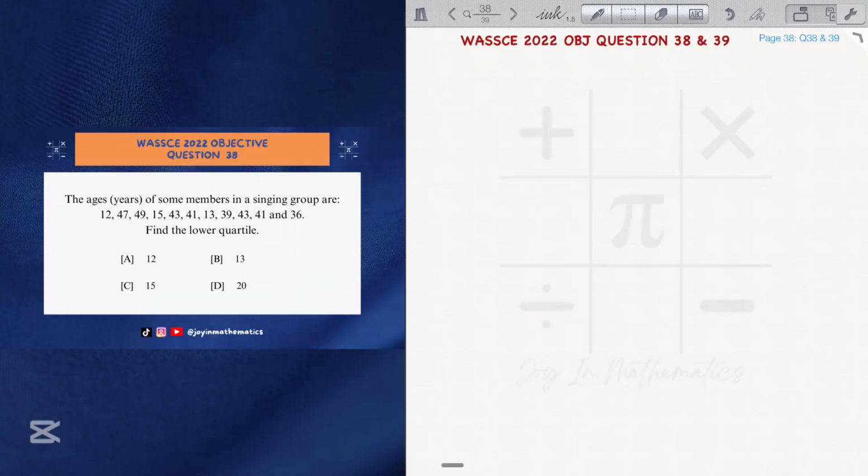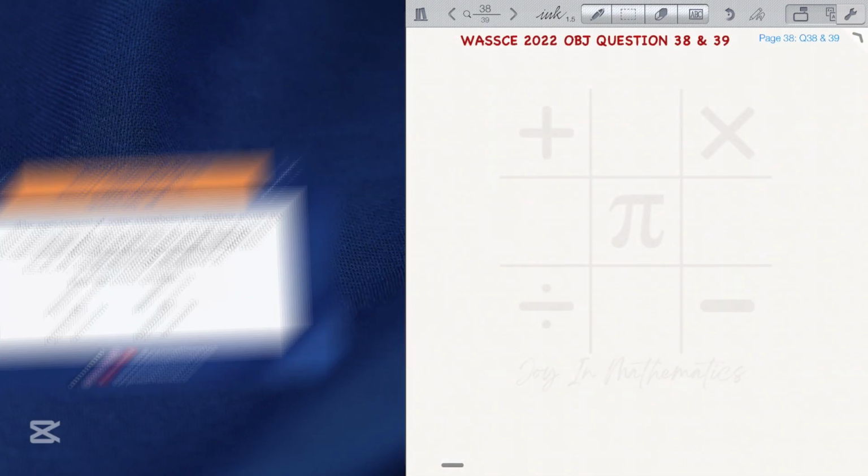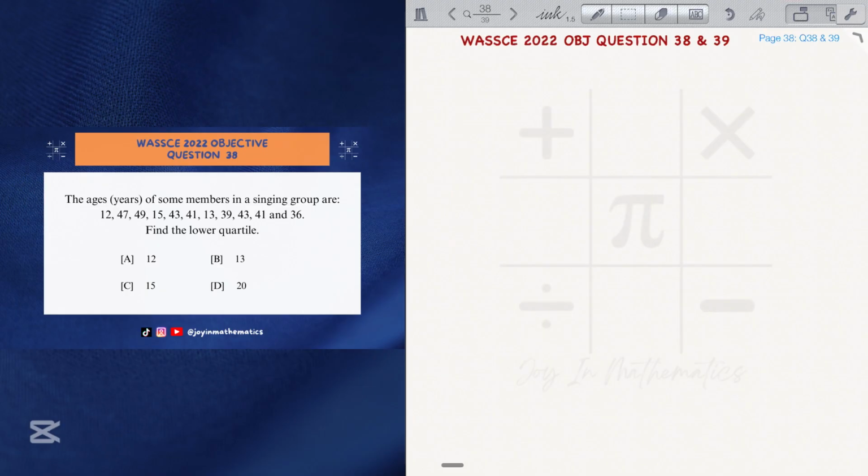Now we want to solve question 38 and 39 together, because as we can see, they both have the same data sets. So question 39 and question 38. The only difference is that question 38 asks us to find the lower quartile and question 39 asks us to find the mean. So now let's focus on question 38.